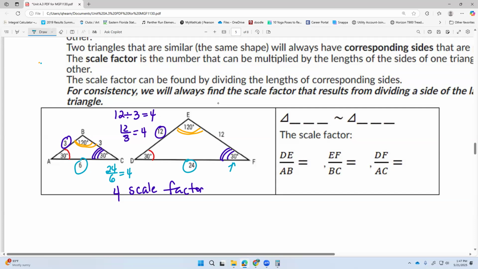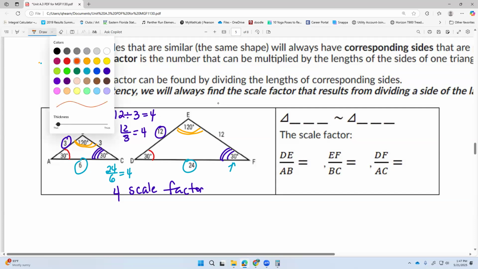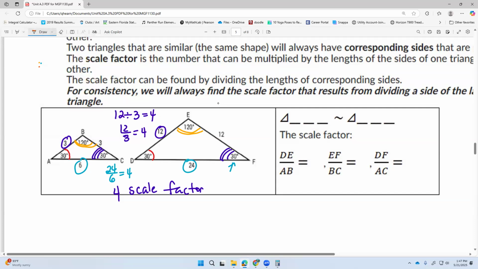Now, just for practice, let's go ahead and name these triangles. So if I call the first triangle ABC, what would I have to call the second triangle so that the angles are correctly corresponding? So it looks like A is equal to D, B is equal to E, and C is equal to F.